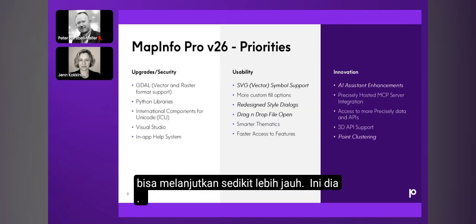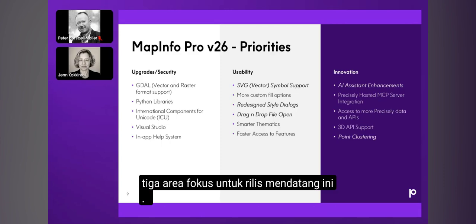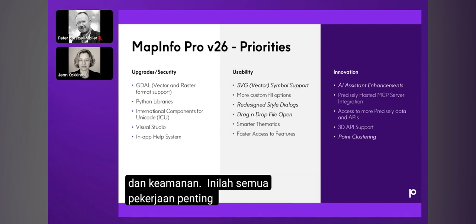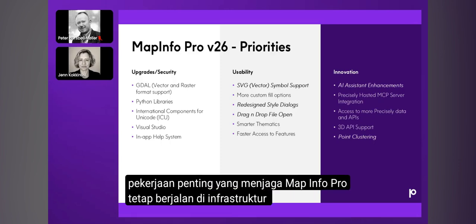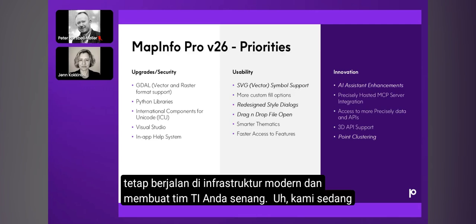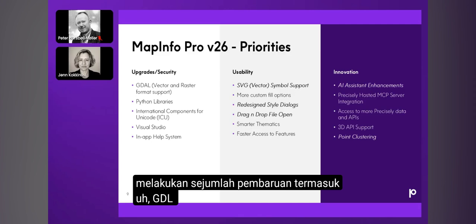There we go. So we're really thinking about 3 areas of focus for this upcoming release. The first one is upgrades and security. This is all of that essential work that keeps MapInfo Pro running on modern infrastructure and keeps your IT teams happy. We're doing a bunch of updates, including GDAL, both for vector and raster.